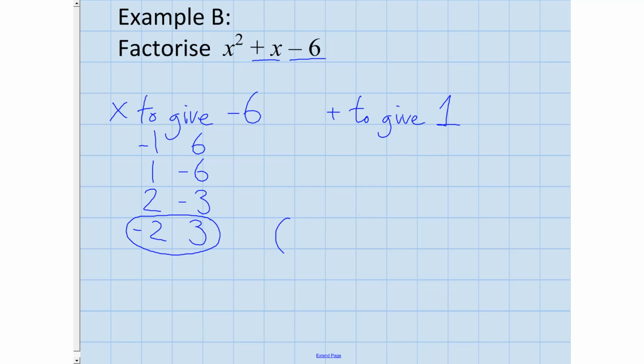So our answer, as before, we've got two brackets, each with an x in, and the numbers are minus 2 and plus 3. Let's point out now that it doesn't matter which way round you write your answers, as long as they are right. So we could have written x plus 3 and then x minus 2.